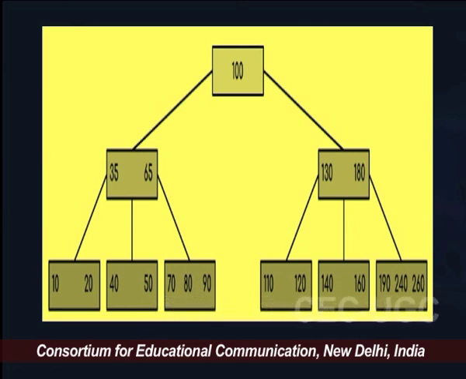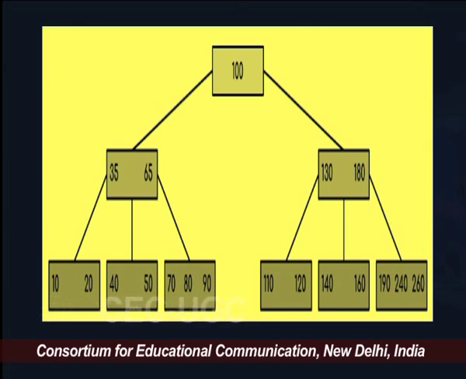Now, if we consider the second level, all the keys which are less than 100 are on the left side, and all the keys which are greater than 100 are on the right side. This goes with every level. So, 35 and 65 are on the left, while 130 and 180 are on the right.